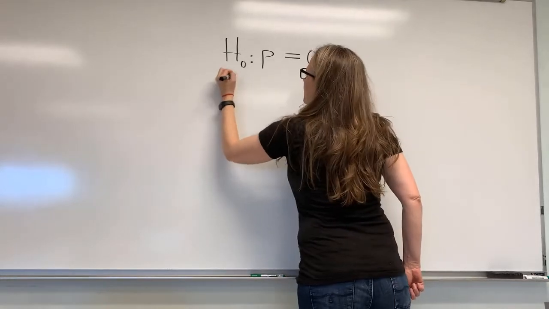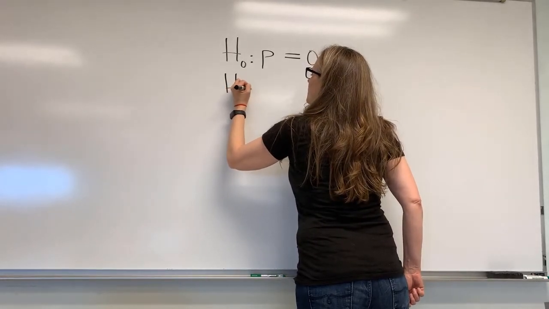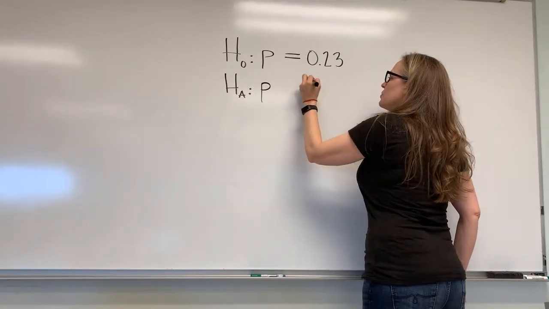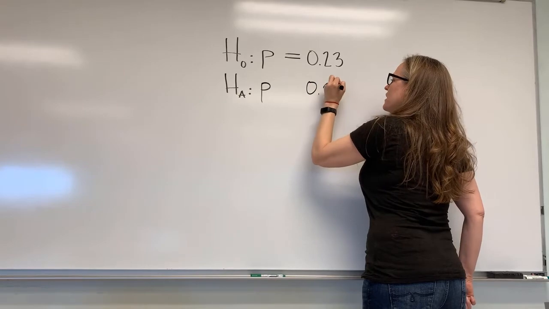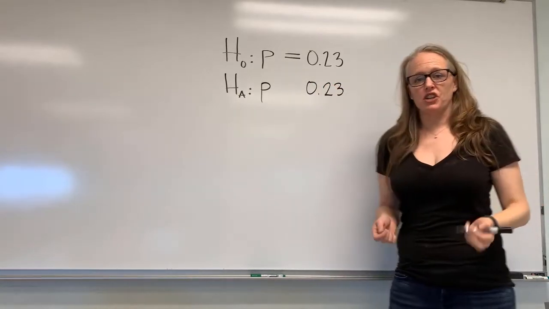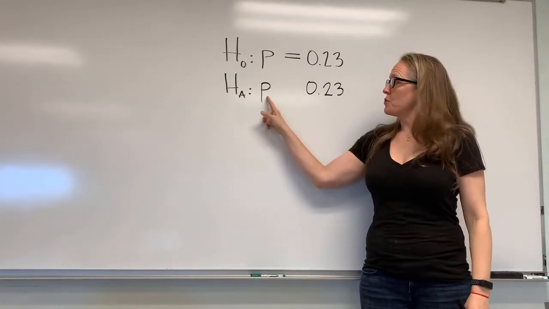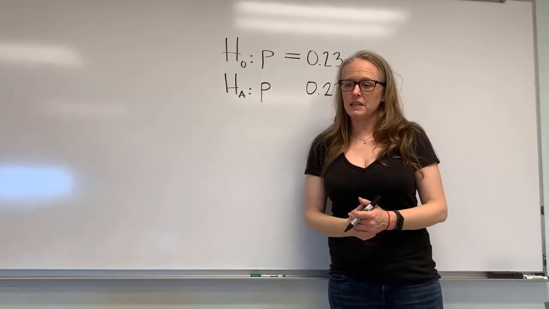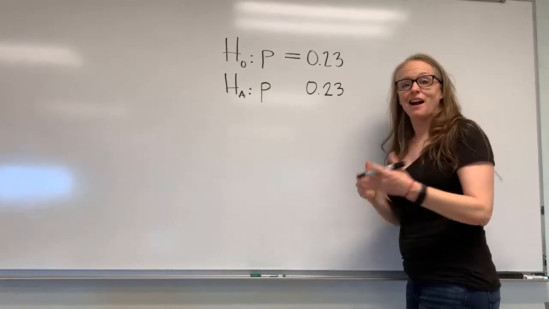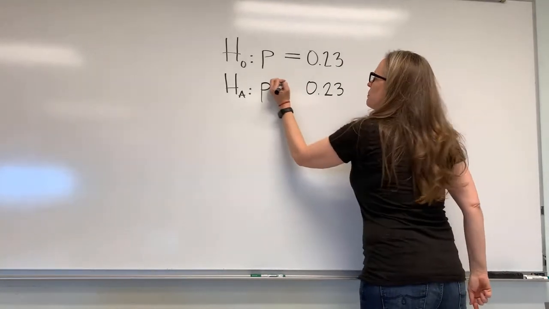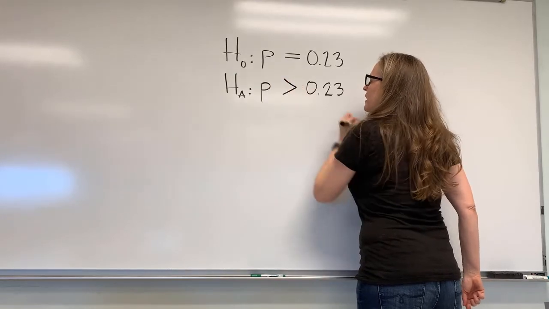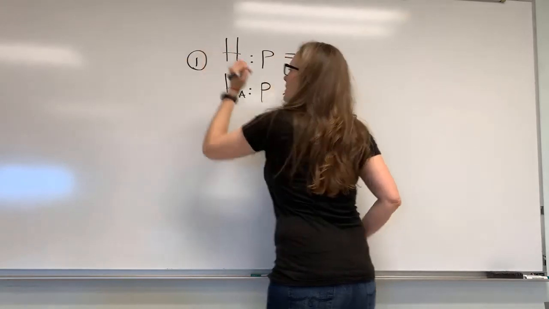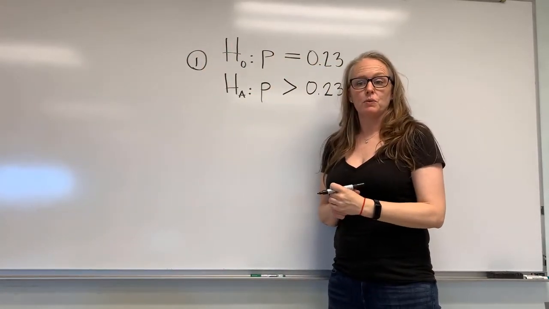Our alternative hypothesis will also have a P. We don't change parameters, and it also has the same quantity. That doesn't change either. What does change is the relationship between P and 0.23. According to the way the problem reads, it says that the community believes that this percent is higher on their roadways. So we would put a greater than here. So at this moment, we have completed the first step of the hypothesis testing process, which is to simply write the hypothesis statements.